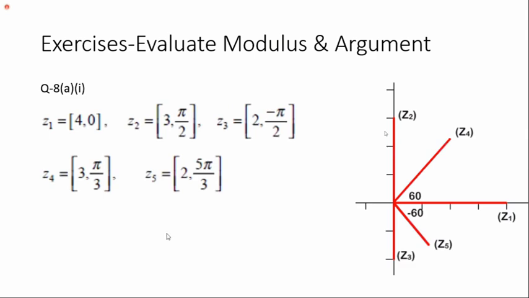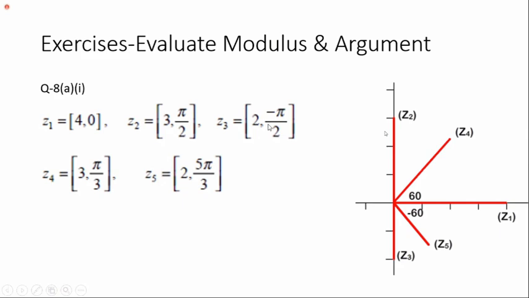These are the complex numbers on the Argand diagram. See, (4, 0): the modulus is 4, and the argument is 0, so it is on the x-axis. Second one, 3, pi by 2. That is Z2, modulus 3, argument pi by 2, 90 degrees. Z3 is 2, minus pi by 2. Modulus 2, and the angle goes the other way, minus pi by 2.